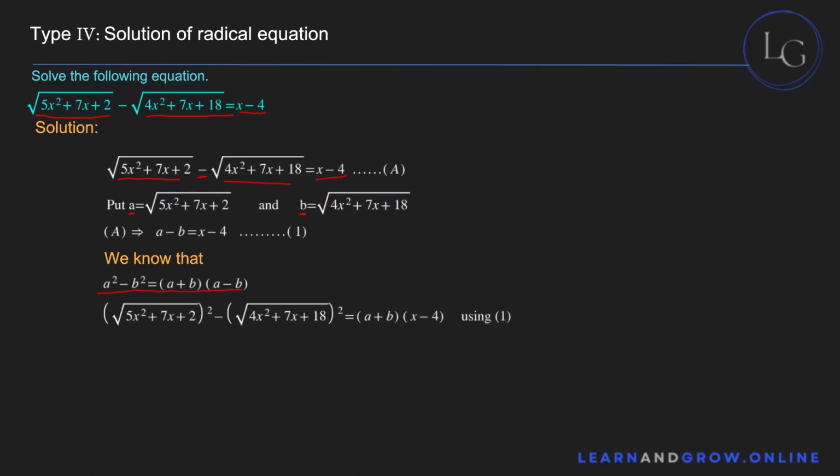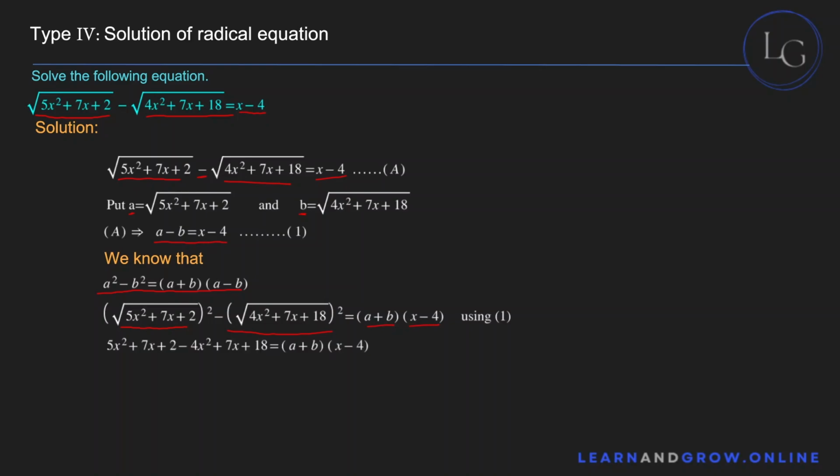So, since we know this, now what have we done here? We've used this equation and we've applied it on our original question. So, as you know, this is now a square, and this is b square. So a square minus b square is equal to a plus b, and we know that x minus 4 is equal to a minus b over here. So this is a plus b into x minus 4.